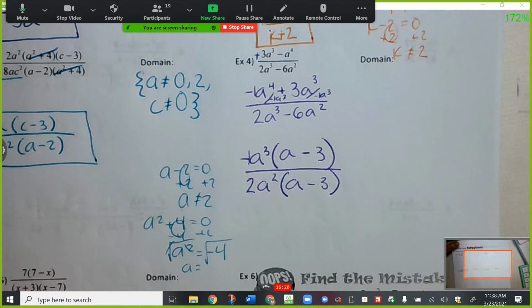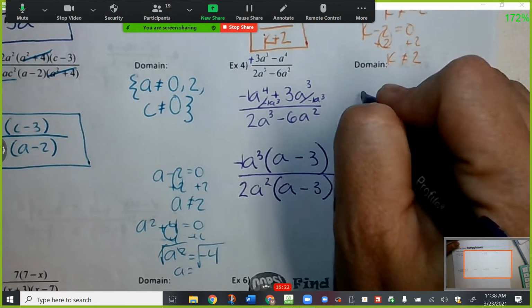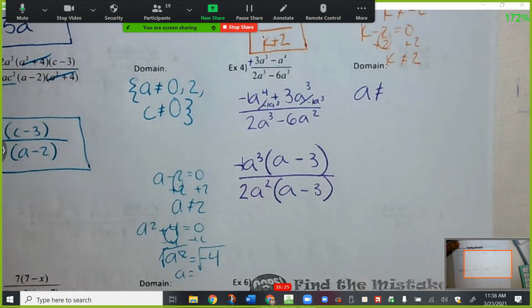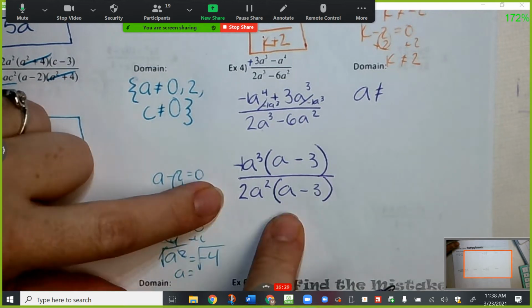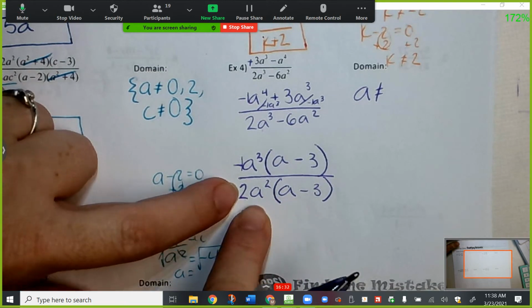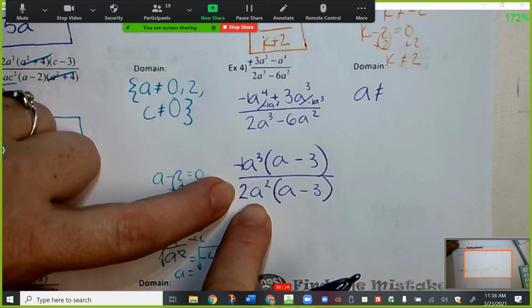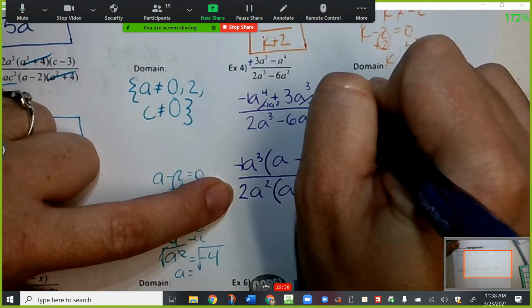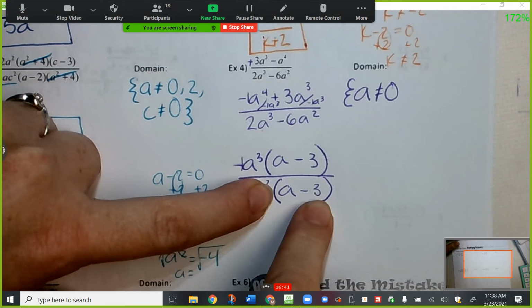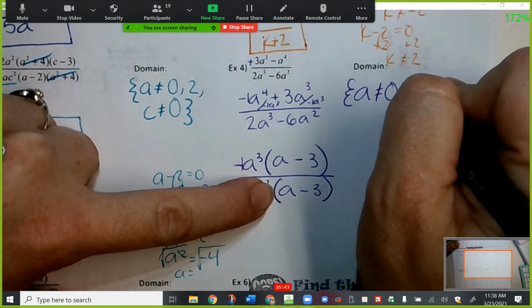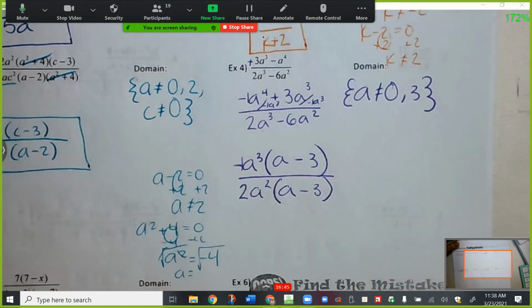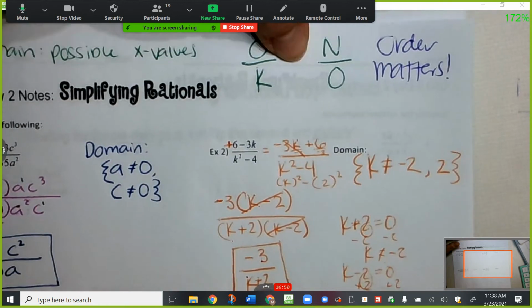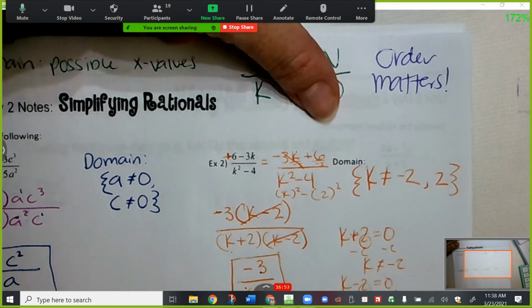Now, before we cancel, I want to find my domain. And remember, I said it's easier to find when it's factored than when it's still together. So here it's factored, and we haven't canceled yet. What can this a not be? Remember, it's just multiplying, so it can't be 0. Now, what cancels a negative 3? A positive 3. So there's your domain. A cannot be 0 or 3 because that would cause our denominator to be 0, and that's not okay. It's not okay to have a 0 for your denominator.